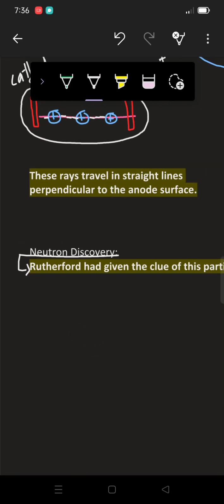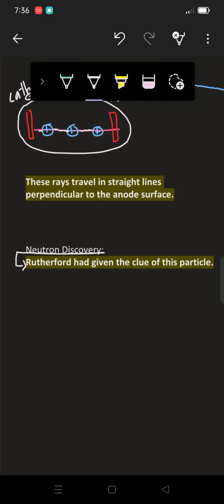neutron discovery, right? And the clue of this neutron was given by Rutherford, or we can say Rutherford pointed out the clue of this particle. What did he do, and how did he find this clue, right?